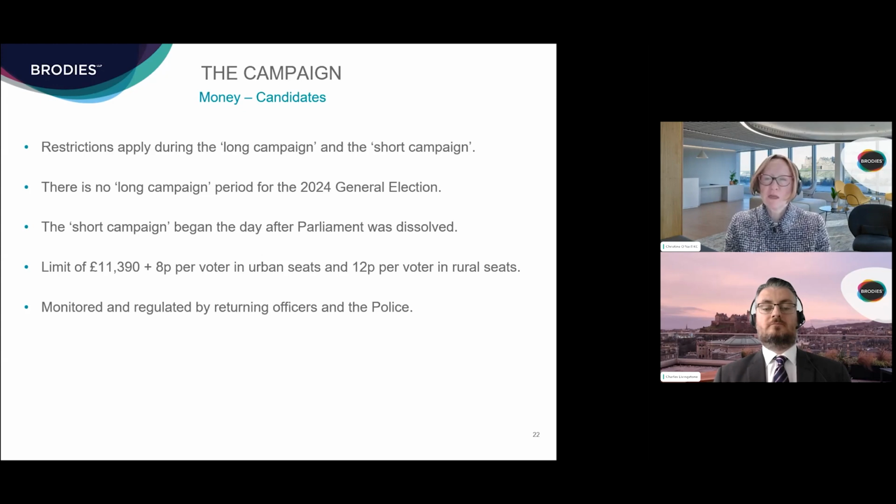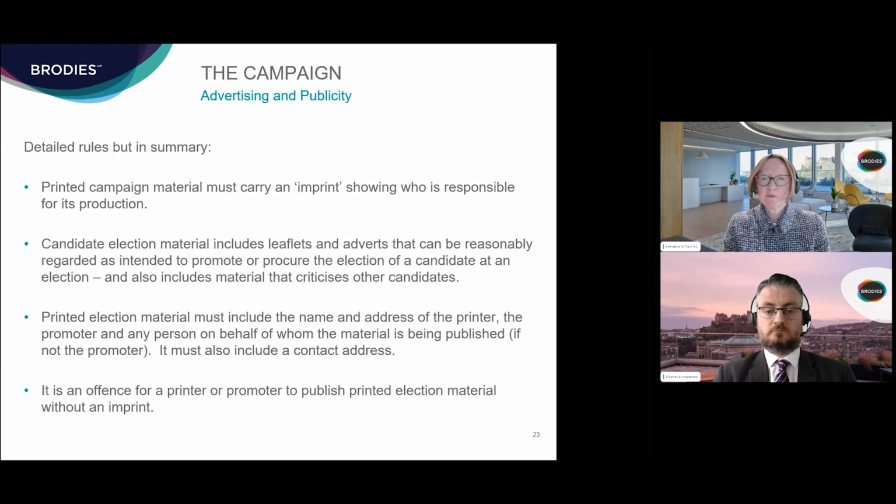And rather than being monitored and regulated by the Electoral Commission, individual candidate spending is regulated and monitored by returning officers for elections and by the police. So if we move on from money, the other thing that is regulated is advertising and publicity.